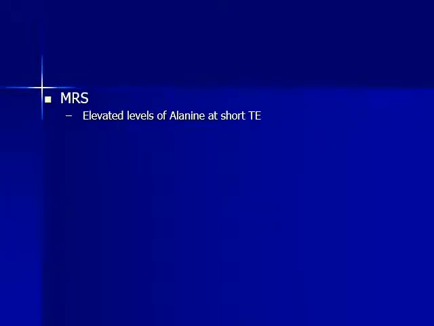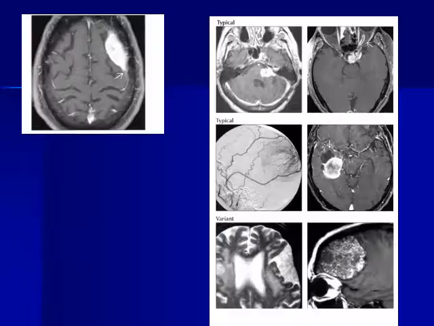In MRS, we can see elevated levels of alanine at short TE. Again, regarding the name, this is outer convexity, CP angle, petroclival or anterior clinoid meningioma. This is the one I have told you, intraventricular meningioma, but this is rare. This is an anterior cranial fossa meningioma.